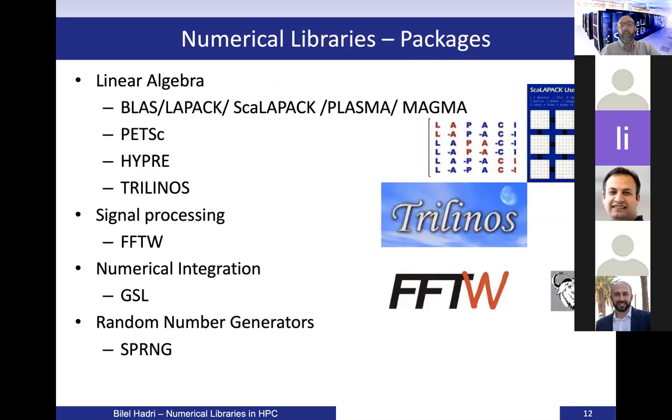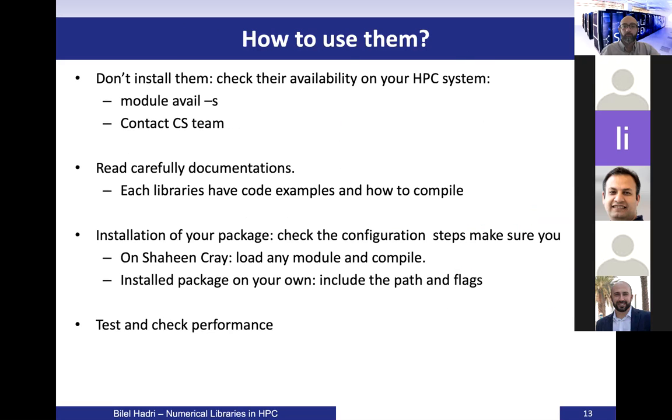So there are well-known packages. In linear algebra, we have BLAS, LAPACK, as I said, PETSc, we'll see later on, Hypre and Trilinos. If you are doing signal processing, FFTW. If you would like to do numerical integration, GSL, and you also have SPRNG for random number generators. How can I use them? They are available. You just do module avail -S, and you will get the list of the packages.